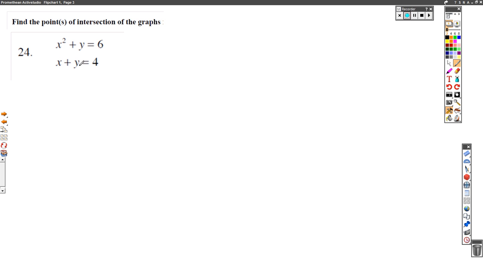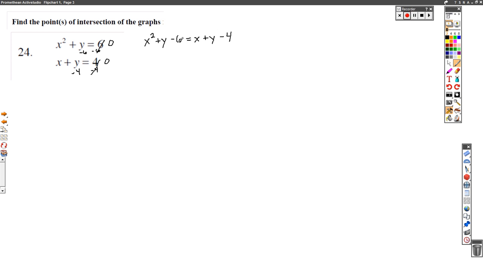Alright, the easiest way to do this is to set them equal to each other. So looks like we already have an equal sign. So what we're going to do is move this 6 over to the other side. So we're going to get x squared plus y minus 6 equals 0, of course. And over here I'm going to move the 4 over. So set that equal to x plus y minus 4. Since they both equal 0, we can set them equal to each other.